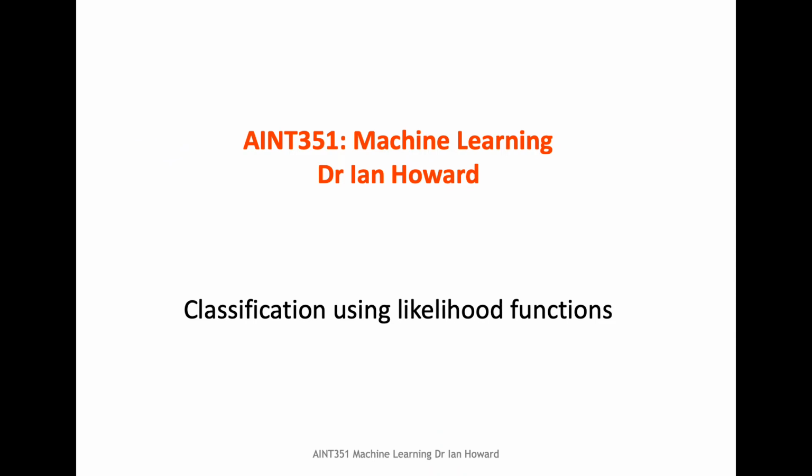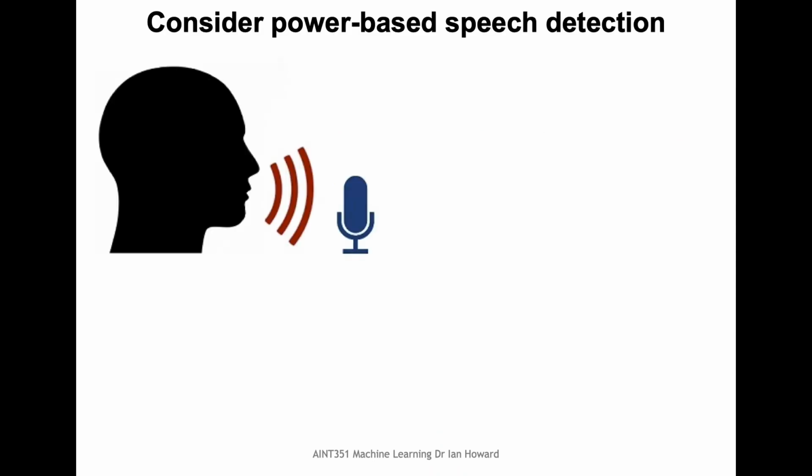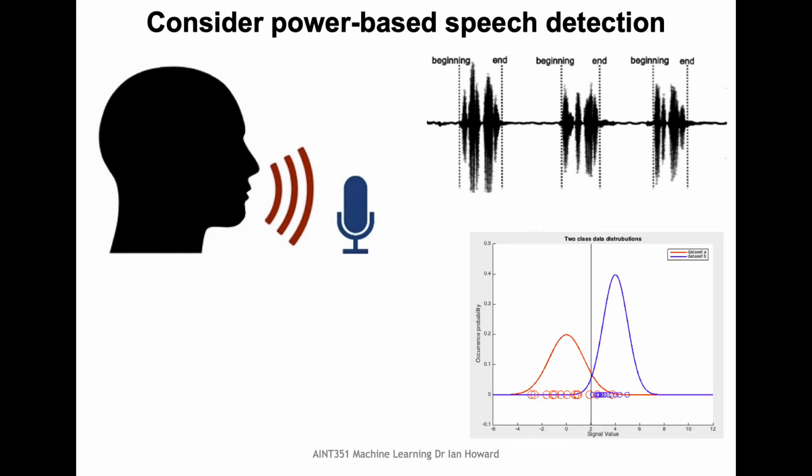So let's now talk about classification using likelihood functions. We talked about a very primitive power-based speech detection system just now, in which we are just recording a speech signal coming into a computer and calculating the short-term power. And we can plot the short-term power.